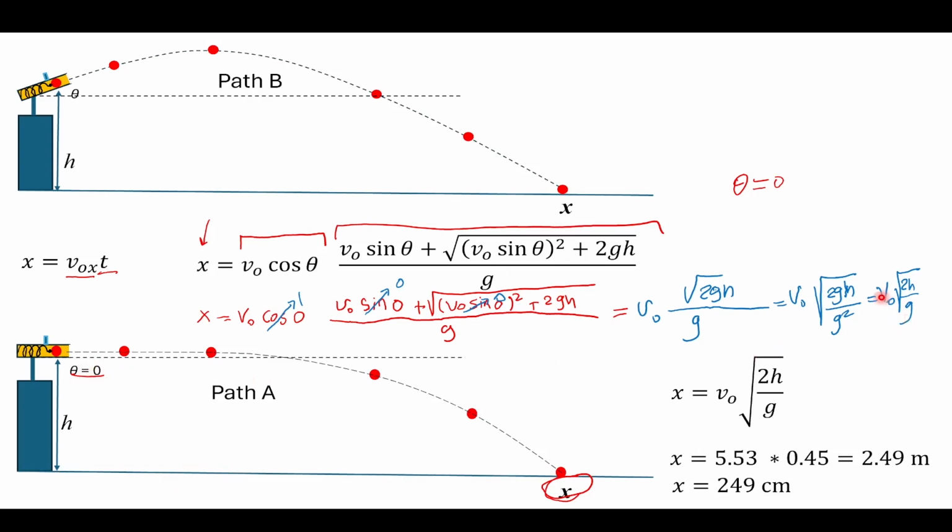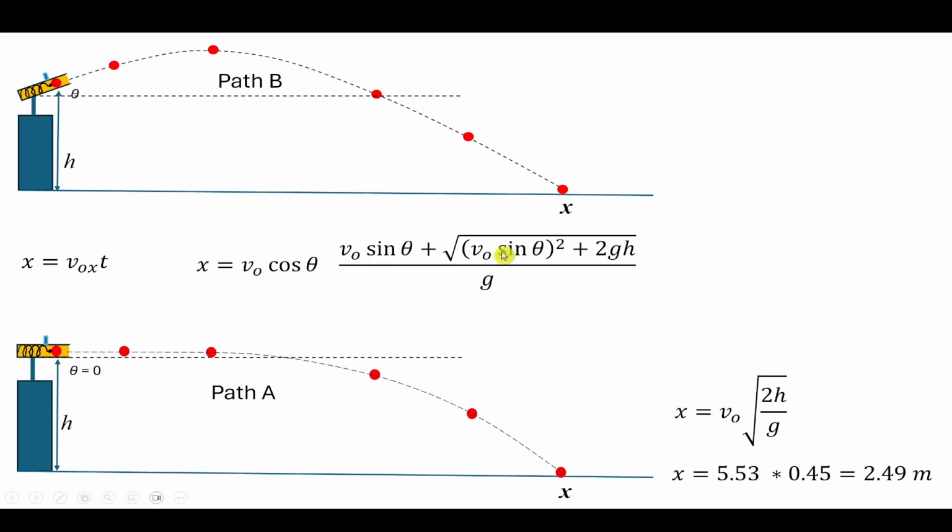It will be V0, the velocity coming out from the launcher, times the square root of 2h over g. h is the distance, g is the gravity. So if I plug in values, V0, we calculated earlier, is 5.53 meters per second, and the time here is 0.45 seconds. You multiply them, you get the distance 2.49 meters or 249 centimeters. So in this case, it will be traveling 249 centimeters.